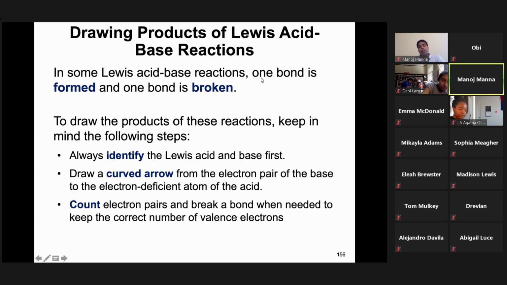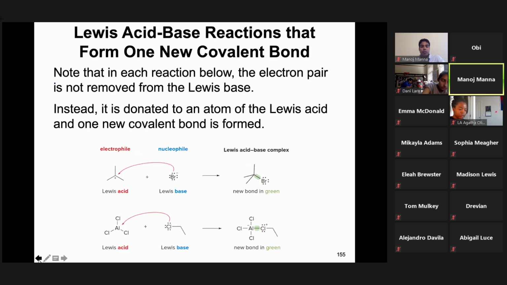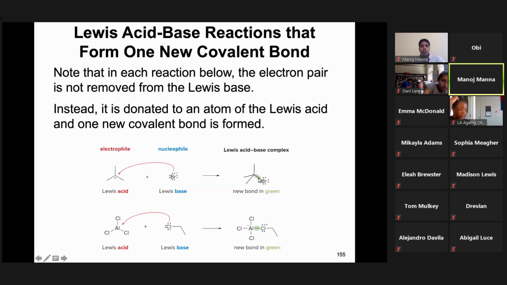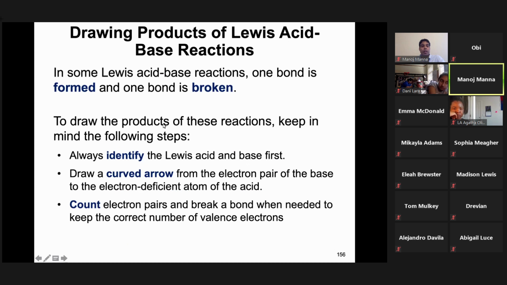So in Lewis acid reactions, one bond is formed and one bond is broken. Right, a new bond is forming over here. So why is the bond broken? Let's see some examples. We have to identify, so that's the target. We have to identify the Lewis acid and Lewis base first, then draw the curved arrow, and then count the electron pairs and break the bond when needed to keep the correct number of valence electrons.